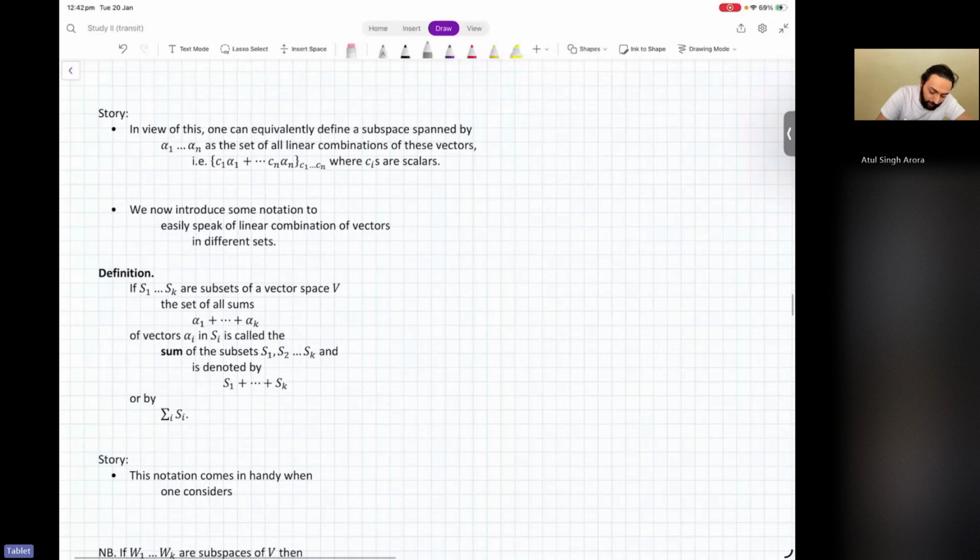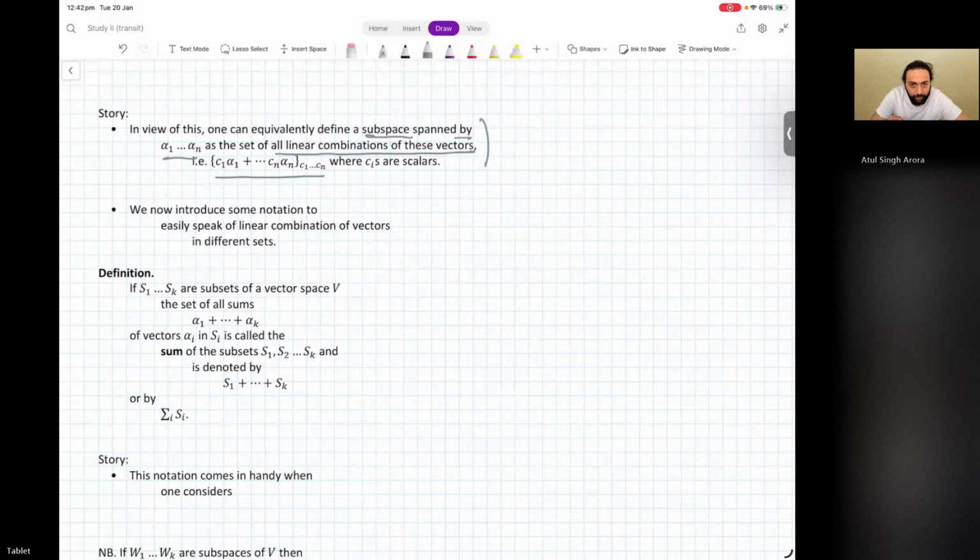So now the story is as follows. In view of this, one can equivalently define a subspace spanned by alpha 1 to alpha n as just the set of all linear combinations of these vectors, right? Which is just this object. So you just take linear combinations. This is what we essentially showed, that it doesn't matter whether you take the definition in terms of the smallest subspace or in terms of linear combinations of the vectors defining the set. Is that okay?